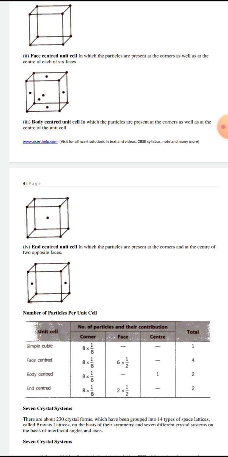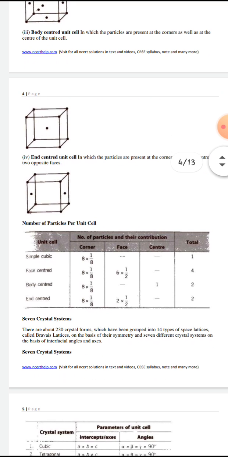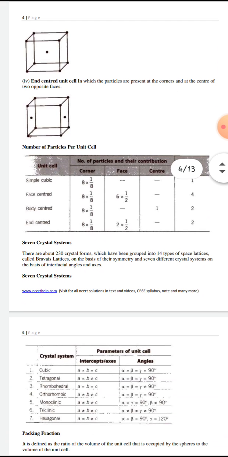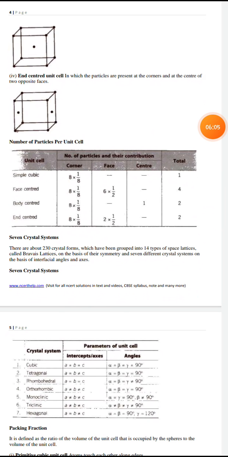For unit cells simple, face, body, and end-centered: they have corners 8 into 1 by 8, face 0, and total is 1. Face-centered has corners 8 into 1 by 8, face 6 into 1 by 2, so therefore it has total 4. Body-centered has 8 into 1 by 8 and center 1, so therefore it is 2. And end-centered has 8 into 1 by 8 and 2 into 1 by 2, so therefore the total is 2. Next is 7 crystal systems.